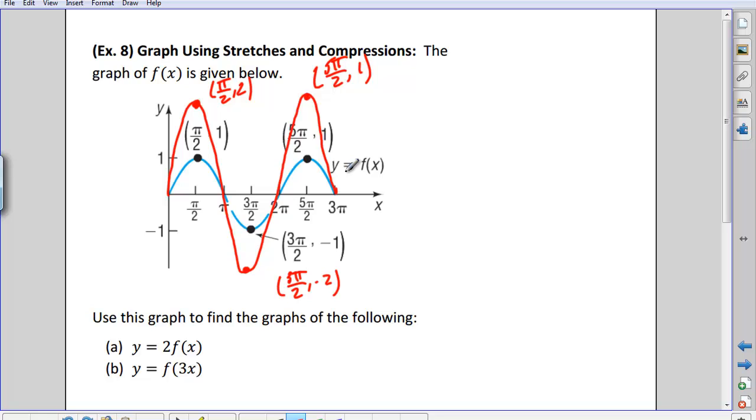That would be a horizontal compression. Actually, I misspoke. Sorry, that's a vertical stretch. It's a vertical stretch. All right, so that's 2 times f of x.